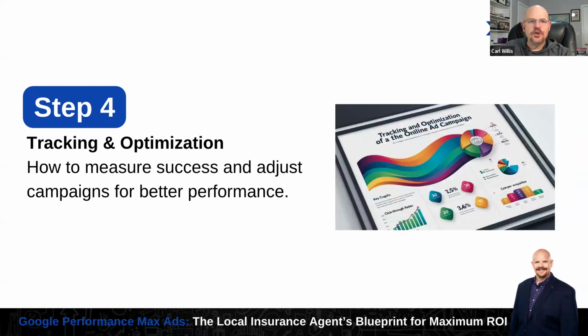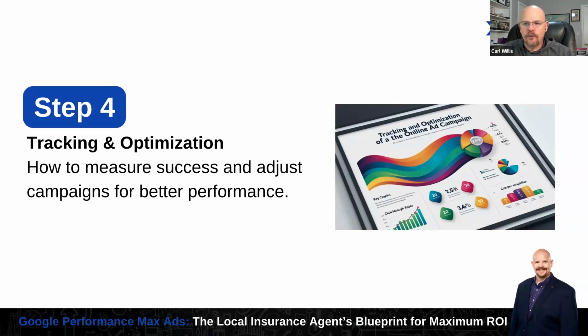Step 4 is make sure that you have your tracking and optimization in place, because you want to measure success and then adjust campaigns for better performance. And so the tracking and optimization is going to help you know if your campaign is working. And the way that you're going to do that is by tracking your results. So be sure to set up your conversion tracking. That means setting up your Google tag and have that tied to your lead capture forms, to your call tracking numbers, and ensure that your leads and your phone calls are being recorded and tracked.